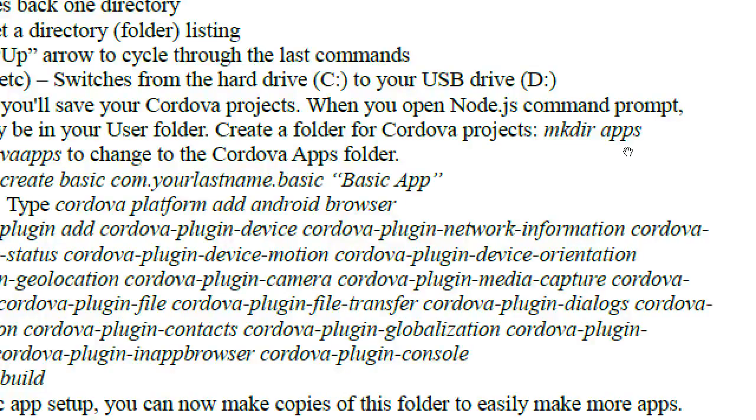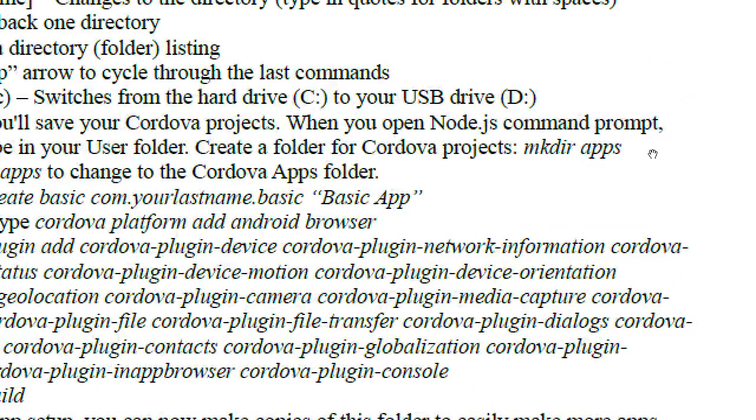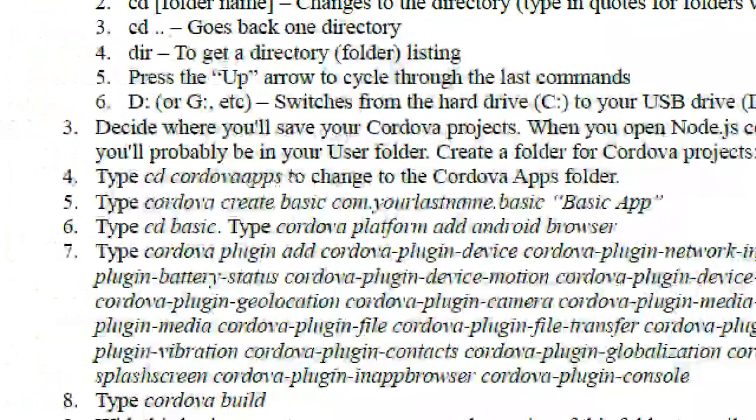Now my misspelling is that on the next line, I say cd Cordova apps. Whoops. I call the folder apps in line 3, and I'm saying go into Cordova apps. So obviously that will not work. So the misspelling is that it should just be called apps. That's a folder called apps, not Cordova apps. My mistake. I'm going to fix that and give you a new version of it.